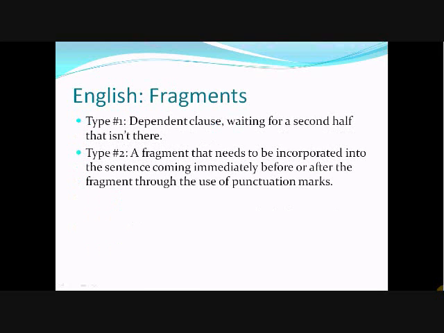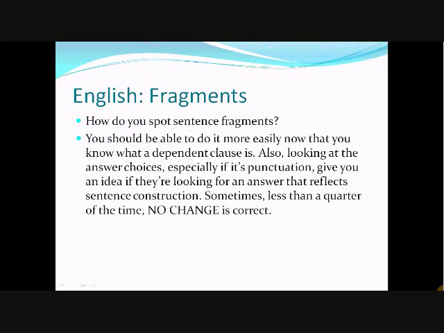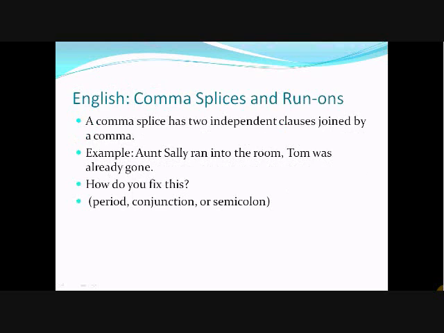Fragments. The first type of fragment they'll test you on is a dependent clause waiting for a second half that isn't there. The second type of fragment is one that needs to be incorporated into the sentence coming immediately before or after the fragment through the use of punctuation marks. How do you spot sentence fragments? You should be able to do it more easily now that you know what a dependent clause is. Also, looking at the answer choices, especially if it's punctuation, gives you an idea if they're looking for an answer that reflects sentence construction. Sometimes, less than a quarter of the time, no change is correct.